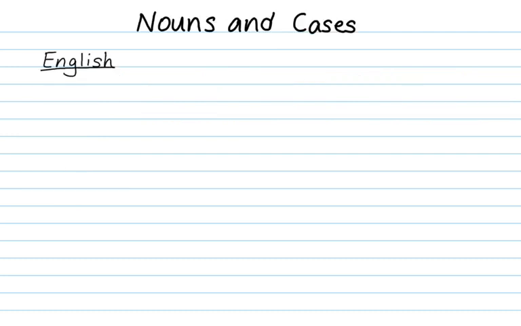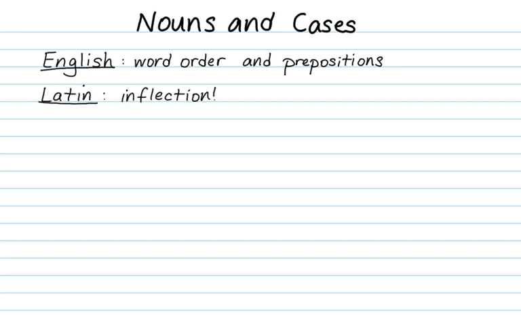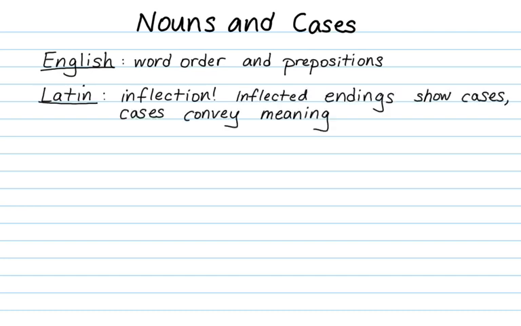In English, we understand how a noun is being used in a sentence based on word order and prepositions. In Latin, we understand how a noun is being used in a sentence based on inflected endings. Inflected endings show us cases, and cases convey meaning.